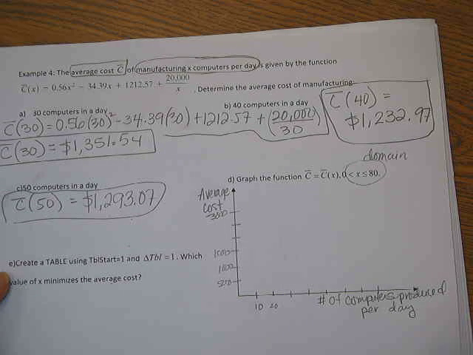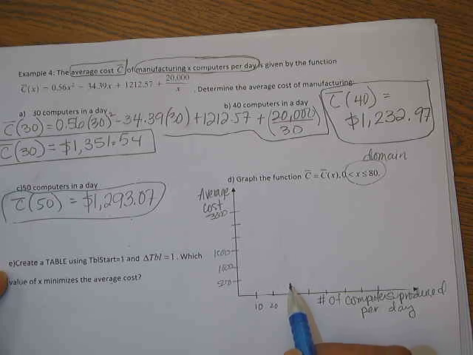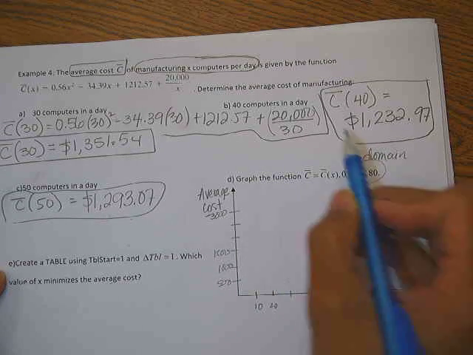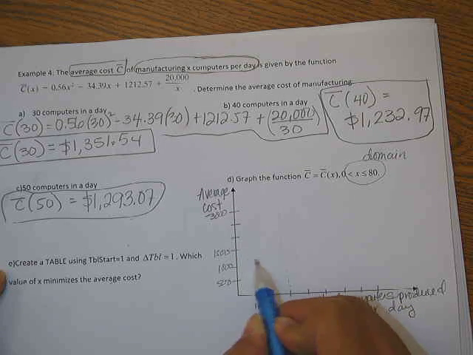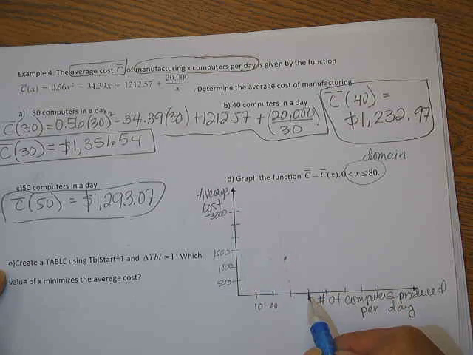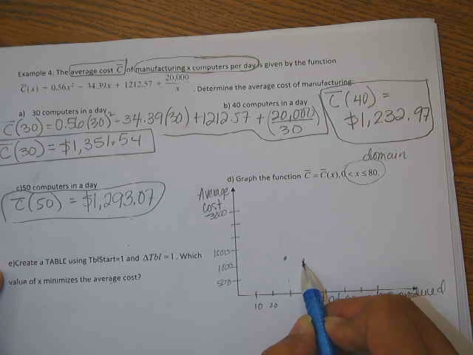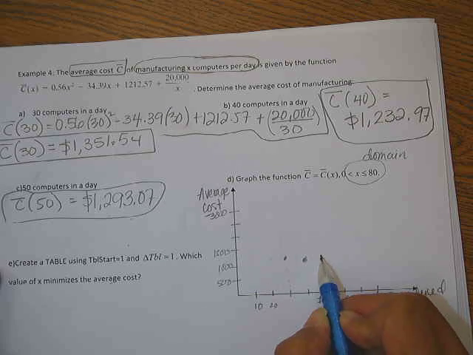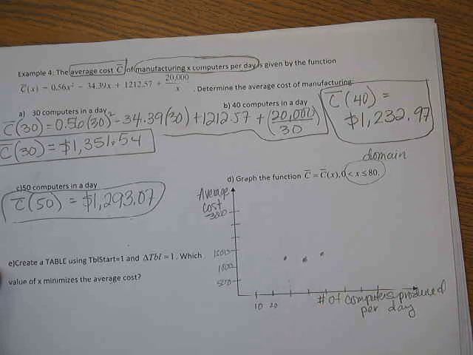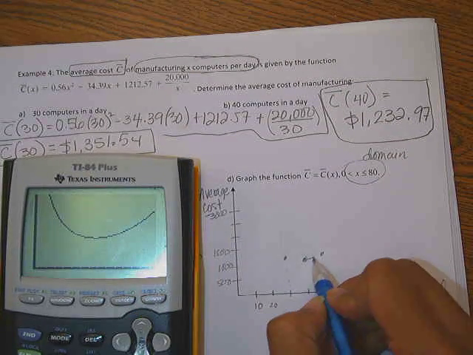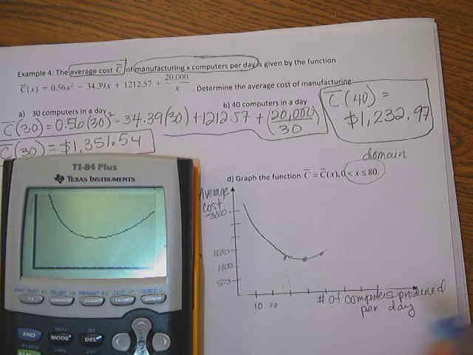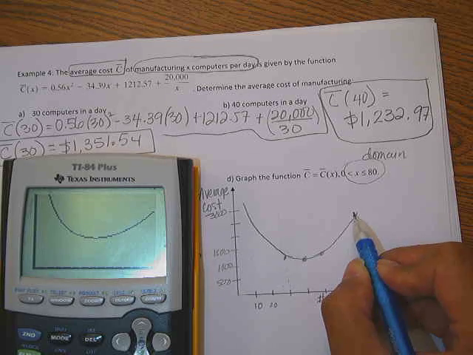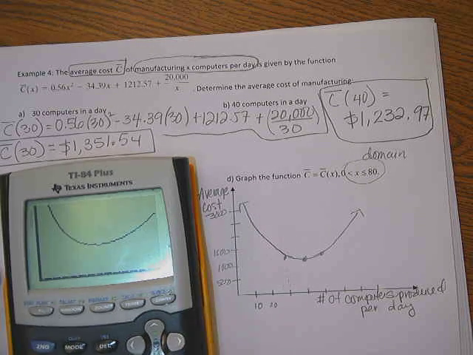Okay, so let's look at 30 computers. We calculated it. It was 1,300-ish, right? So right there. And then 40 computers, we calculated it was lower. 50 computers is kind of going back up. And if you look at the graph, it has a parabola, and it's going to go that way according to my sketch, right?